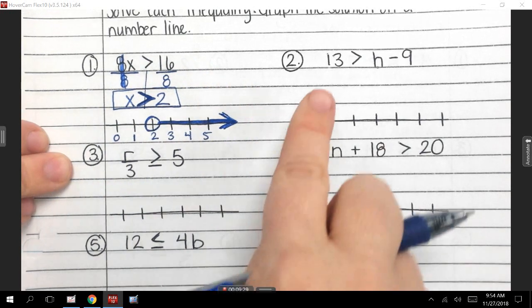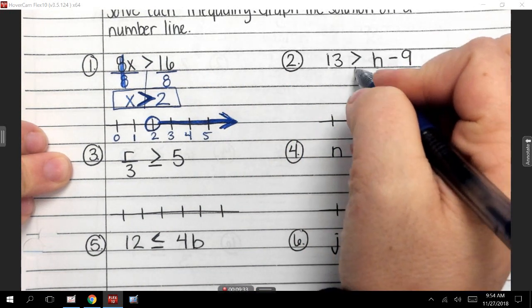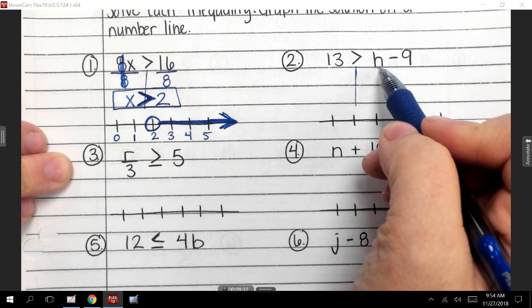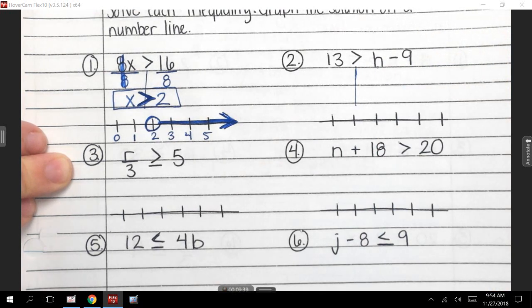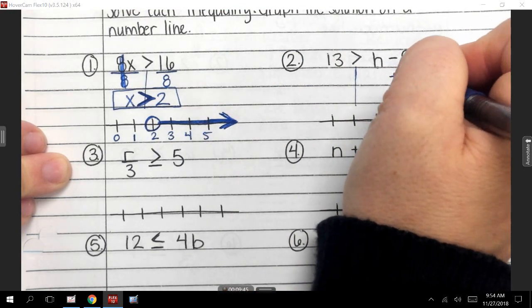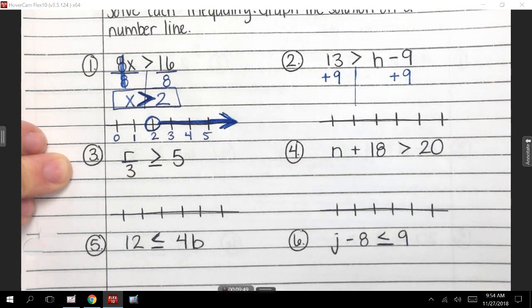All right. Let's look at number 2. So I'm going to draw my line again. Okay. All right. So my variable this time is on the right side. It says h minus 9. So what do I need to do to both sides? Julia? Add 9. So underneath minus 9, I'm going to put plus 9. If I do it on one side, do it to the other. So I get plus 9 and plus 9.